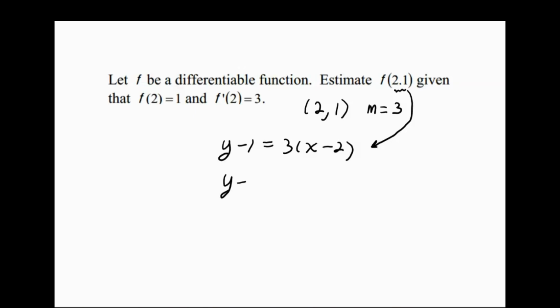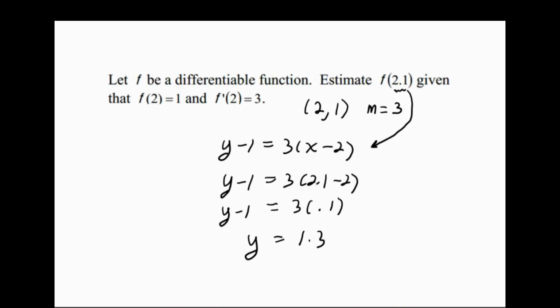So we would get y minus 1 is equal to 3 times 2.1 minus 2. So that comes out to be y minus 1 is equal to 3 times 0.1. So that means that y is equal to 1.3. So that means using our tangent line, f of 2.1 in this case is approximately 1.3.